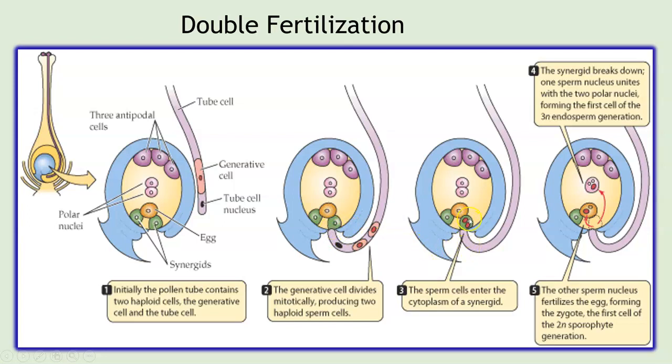Now the moment it ruptures, it releases the two male gametes into the ovule. Now when they are released there, one of these male gametes will fuse with the egg cell, and the second one will go and fuse with the two polar nuclei, forming the first cell of your primary endosperm. So this is how the process of double fertilization takes place.